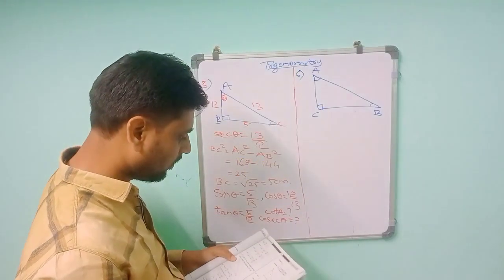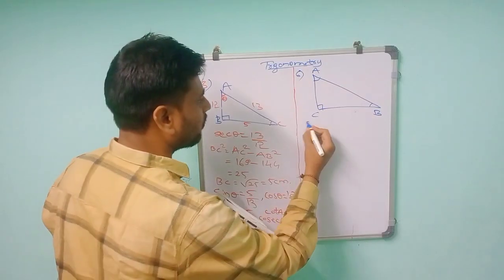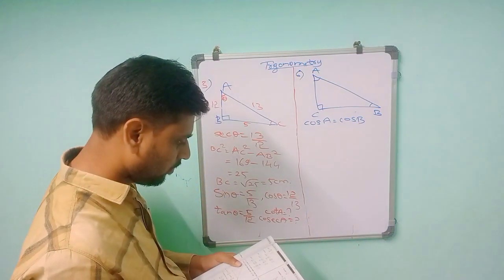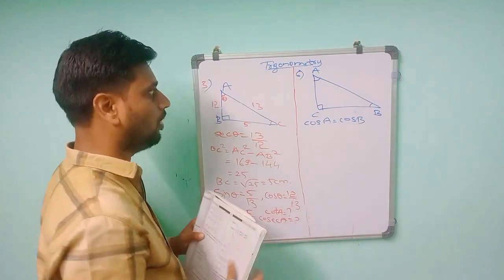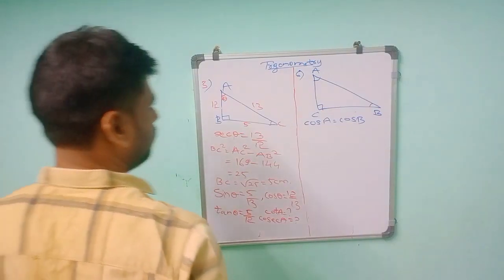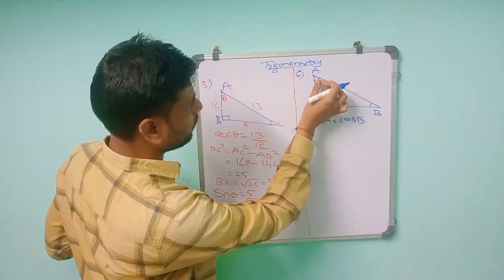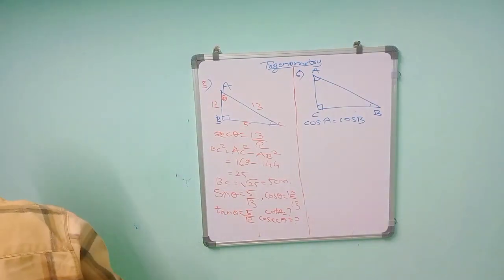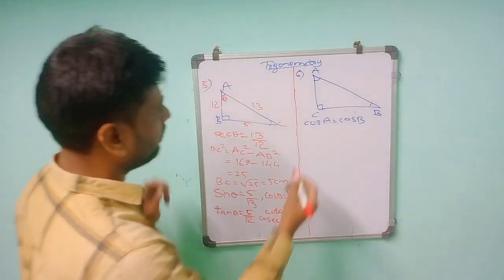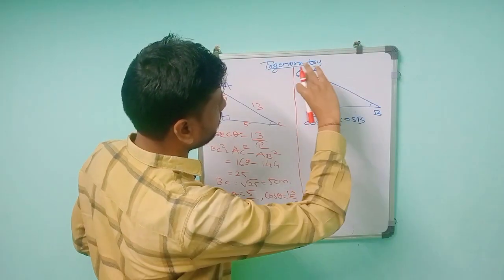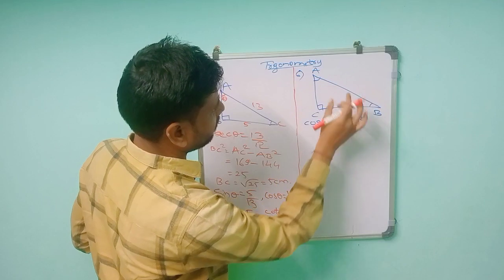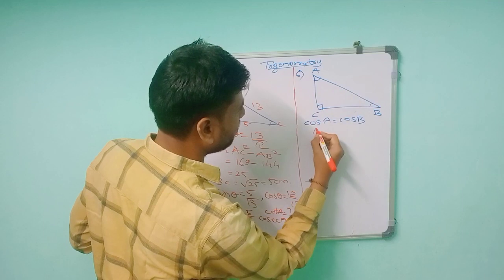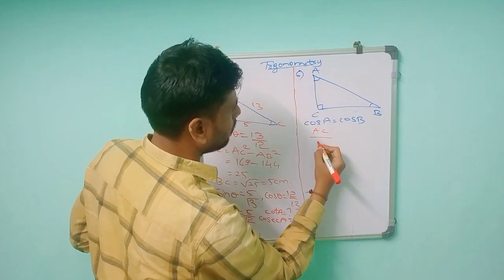The given condition is cos A is equal to cos B. You have to show that angle A is equal to angle B. So for that, as you know, this is angle A. Cos A means adjacent by hypotenuse. This is the hypotenuse, this is adjacent. So cos A is adjacent by hypotenuse, so AC divided by AB.